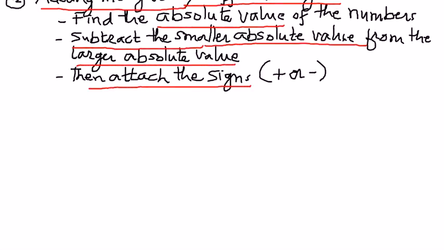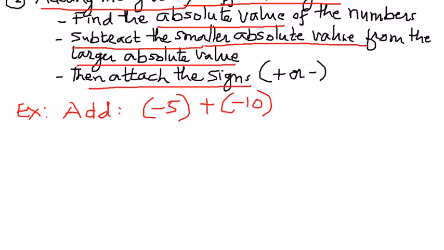The example we have here is we want to add -5 to -10. How do we do this? Step number one. We're going to find the absolute values of these numbers.